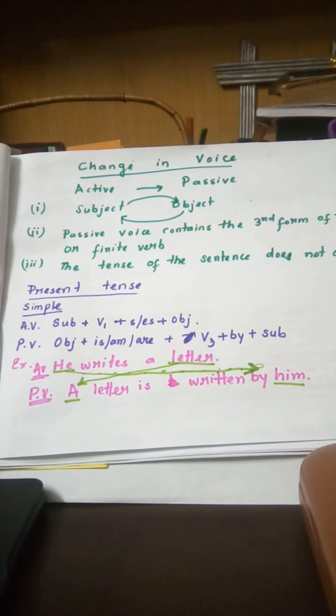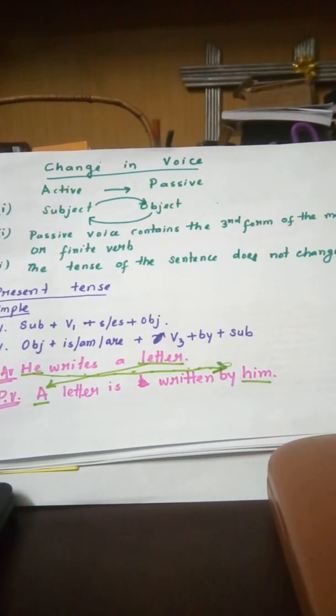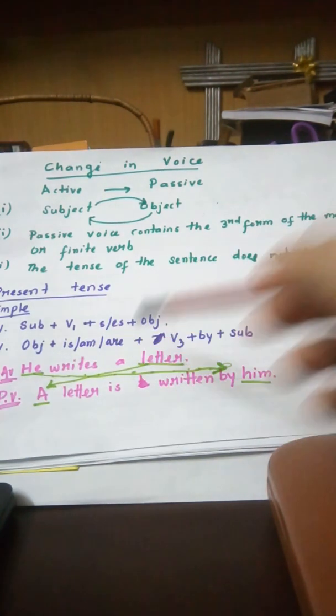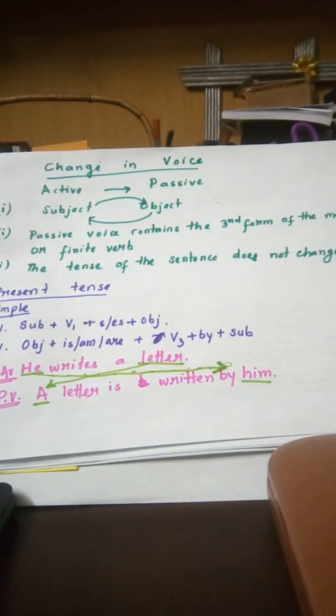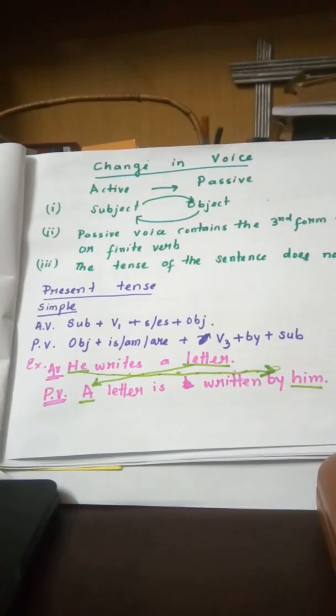What happens when we convert this into passive voice? Object plus is or am or are, depending upon the nature of the object, plus V3, plus by plus subject. Okay, do you know why this is is, am, or are? It is whether it's singular or plural, or third person or first person or second person. Depending on that, is, am, are is used.